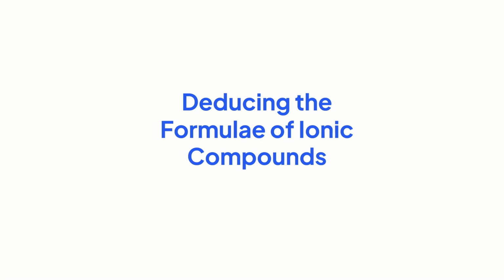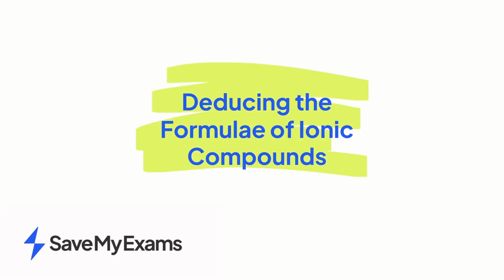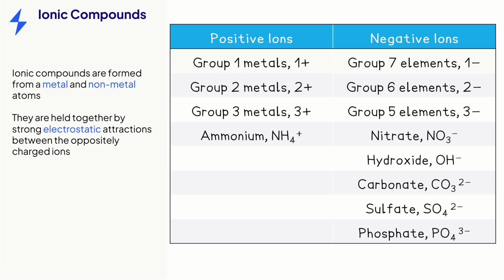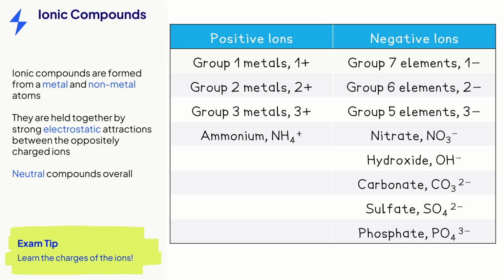In this video, we will be looking at how to write the formulae of ionic compounds. You will have already learned in this topic that ionic compounds are made up of metals and nonmetals and are held together by strong electrostatic forces. Overall, these compounds are neutral, meaning they have no overall charge. In order to write the formulae of these compounds, you should know the charges of the common ions.